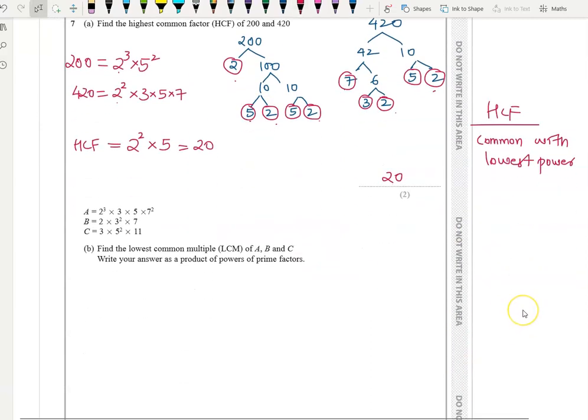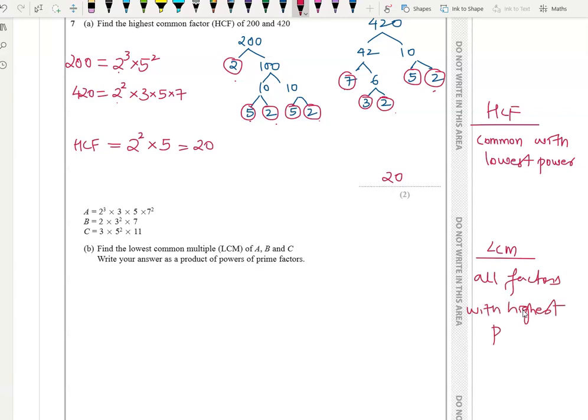Okay, now A, B and C are given, find the LCM. For LCM, the rule is you will take all factors with the highest power. So your LCM will be, we have 2, so it will be 2 power 3. We have the factor 3, highest power of 3 is 2, so 3 squared. We have 5, again 5 power 2, 7, highest power is 2, and 11. So this is your LCM.